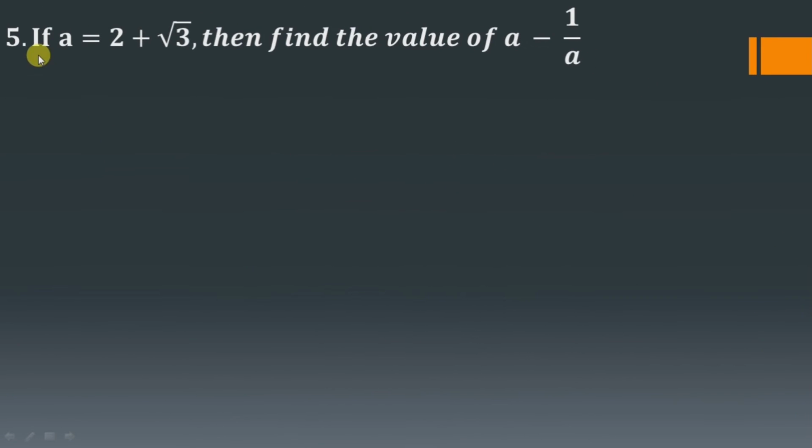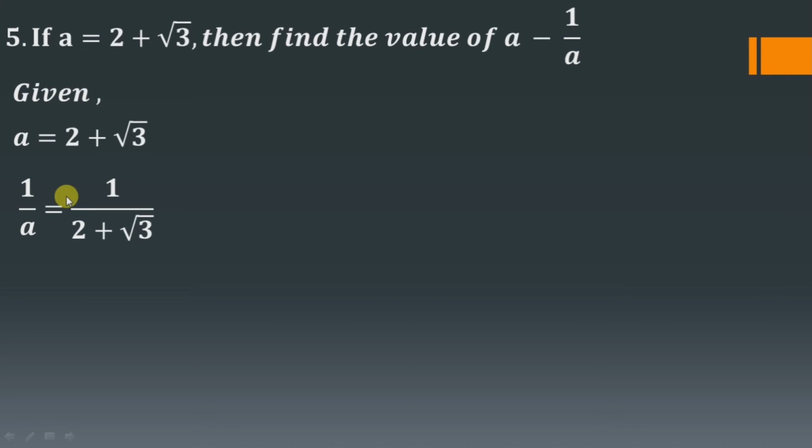Next question. If a is equal to 2 plus root 3, then find the value of a minus 1 by a. We got the value of a is equal to 2 plus root 3. Now we'll calculate the value of 1 by a. So 1 by a is equal to 1 divided by, instead of a, I'll write 2 plus root 3. Now I'll rationalize it by multiplying both numerator and denominator by 2 minus root 3.